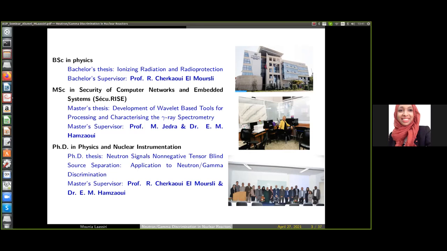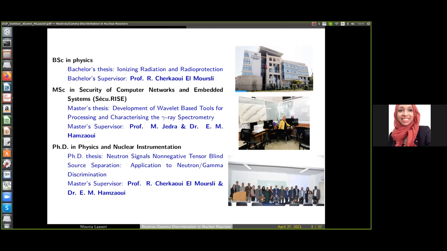He is also attending this talk. So thank you, Professor, for your endless support. There I was especially focusing on developing wavelet-based tools for processing and characterizing gamma ray spectrometry. After that, I started my PhD in physics and nuclear instrumentation in 2014. It felt like a dream come true, since as a high school student I had been fascinated by physics, and more particularly by the idea that physics would lead me to a more fundamental understanding of nature. So, on April 1st, I defended my PhD thesis.